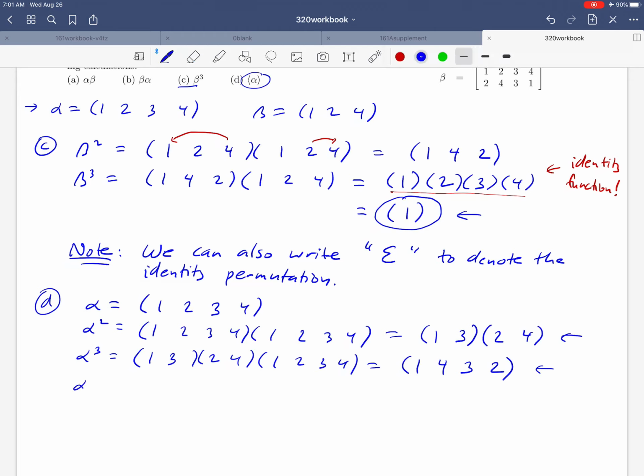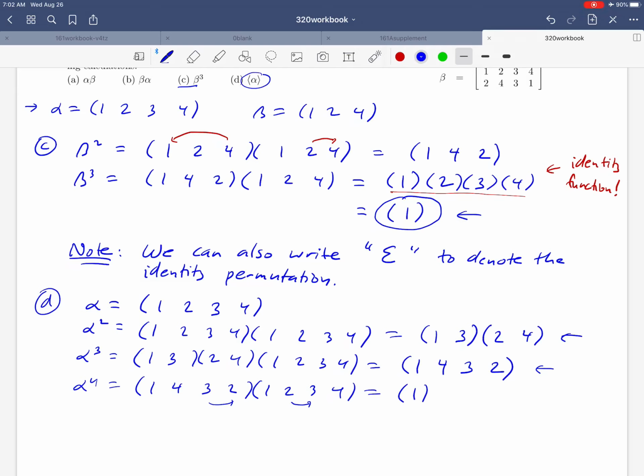So what is alpha to the 4th? Okay, well, that's going to be alpha cubed, the result of our last calculation, times alpha one more time. Okay, what happens there? Well, if we start with 1, 1 goes to 2, and 2 goes back to 1, so 1 goes to itself. And what you're going to notice is that all of the other numbers go to themselves as well. Let's just check one more together. So if we ask where does 2 go, 2 goes to 3, and 3 goes back to 2.